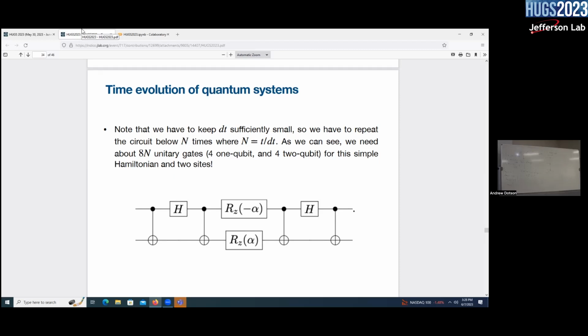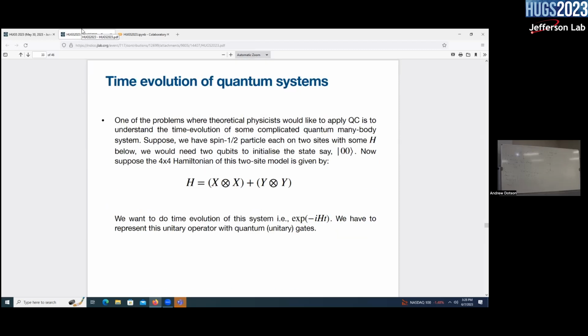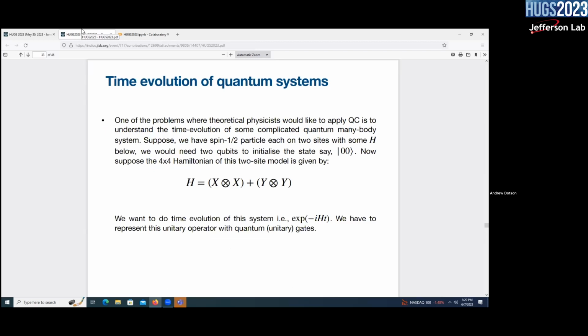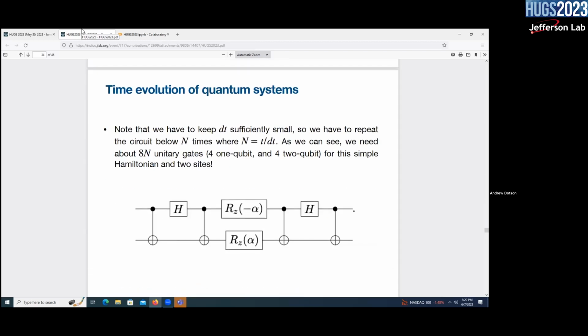What is alpha? Alpha depends on the coefficient, and on t. So it depends on time, for example. Alpha will be directly related to the time. And then you have, again, CNOT, H, and CNOT. So you can already see there are 1, 2, 3, 4 single qubit gates, and there are 4 two-qubit gates. In total, there are 8 gates to simulate the time evolution of this simple Hamiltonian on a two-site model. This already tells us that the problem will get complex very quickly.